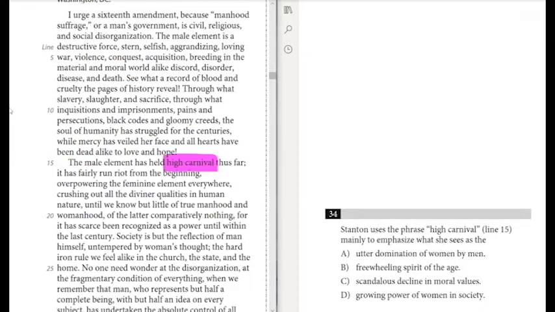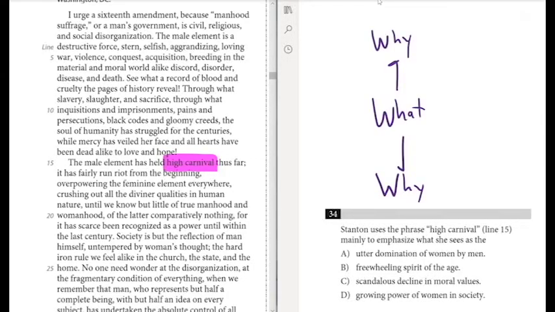Question 34 is asking us about the phrase high carnival and what it emphasizes. So once again, the line reference itself is the what, and the area right before and after it is the why. The good news is that right after this line reference, the passage itself defines what that means.